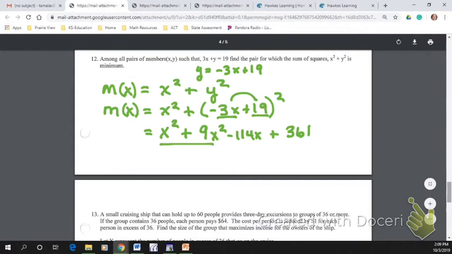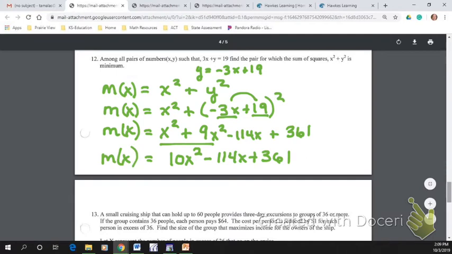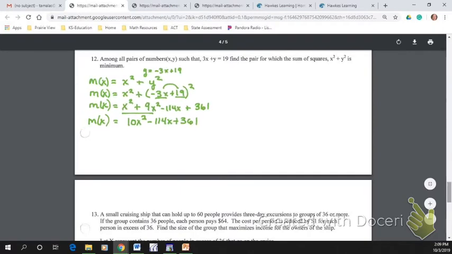And now I can put these two together, which gives me a 10x squared. So 10x squared minus 114x plus 361. Okay, so now I have a quadratic in standard form. It is a happy face parabola. So my happy face parabola will have a minimum at its vertex, right?